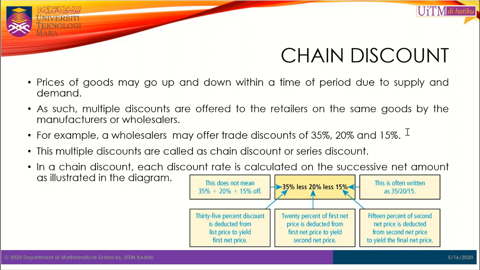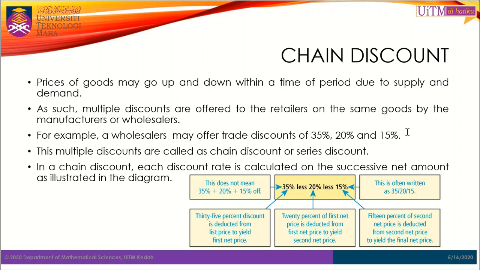This is a common practice by manufacturers or wholesalers toward retailers that have a good reputation with them. For example, wholesalers may offer trade discounts of maybe around 35%, 20%, and 15%. The multiple discount rates given by the wholesalers to the retailers here is what we call a chain discount or a series discount.